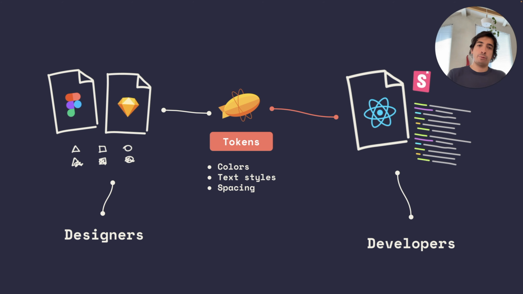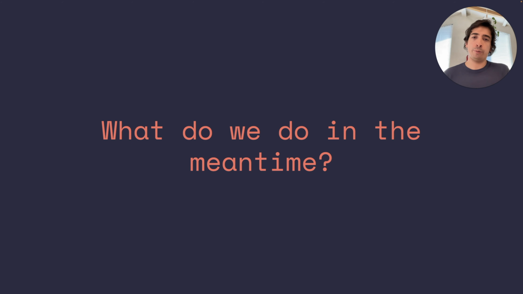Right. So design tokens are great for things like colors, text styles, spacing. How about components? I mentioned that they don't really work well for components. What do we do about components in the meantime?